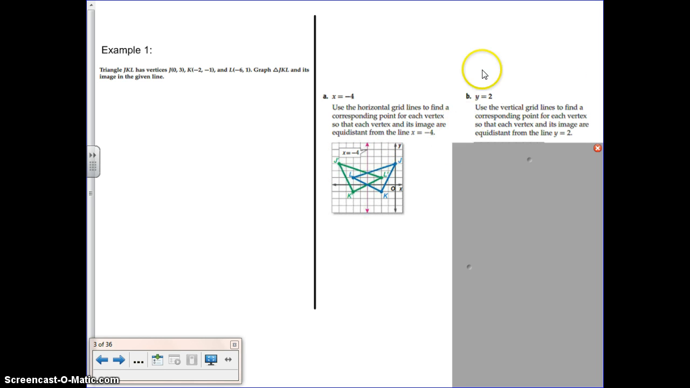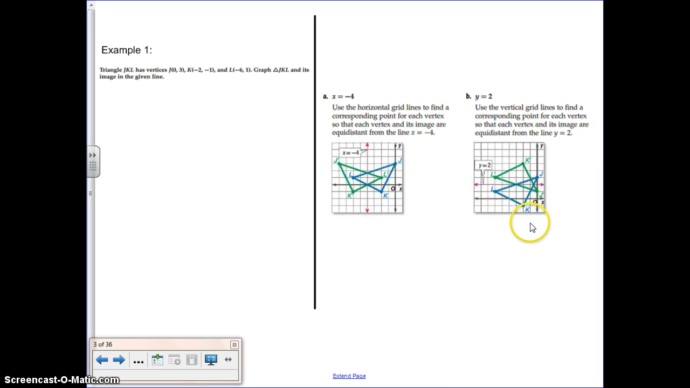Test yourself, see if you can do the same thing, only reflecting over y equals 2. Well, again, our pre-image is here in blue, and here's y equals 2. Your image should be the same distance away from y equals 2. Does yours look like this?